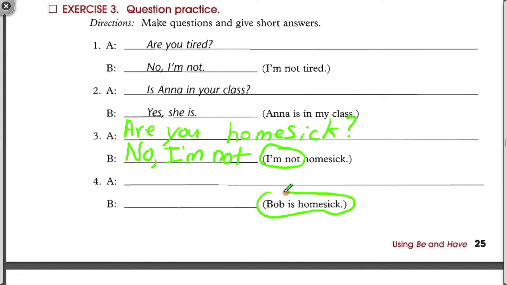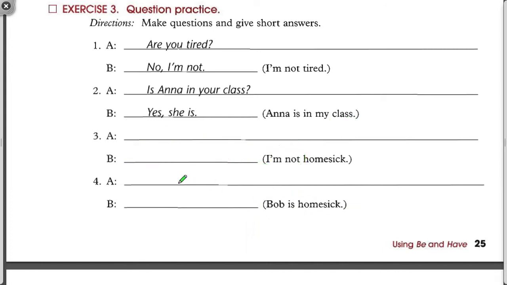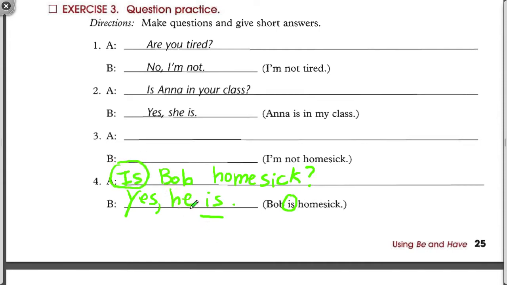Number 4, the answer is Bob is homesick. So the question begins with is. Is Bob homesick? Question mark. And he is, so you would say the answer, yes, he is. Notice how in the answer the verb comes at the end, and in the question the verb comes at the beginning.